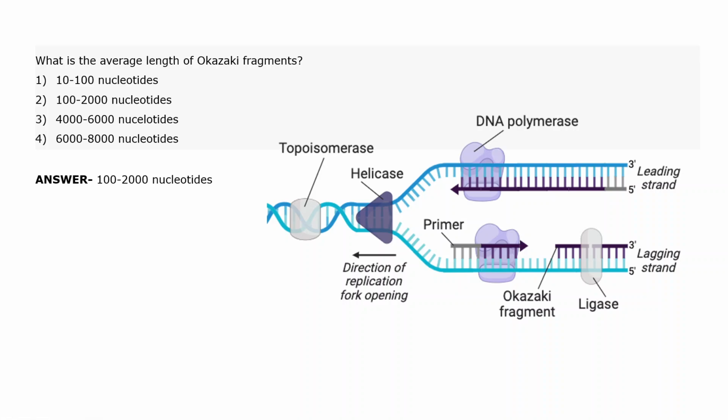Because of the looping over of this lagging strand around the DNA polymerase, so that the DNA can be efficiently synthesized in the 5' to 3' direction, discontinuous stretches of DNA are formed there, and this DNA is also called Okazaki fragments and is usually 100 to 2000 nucleotides in length. So these are called Okazaki fragments. I hope I am clear. Does anyone have any doubt regarding this?